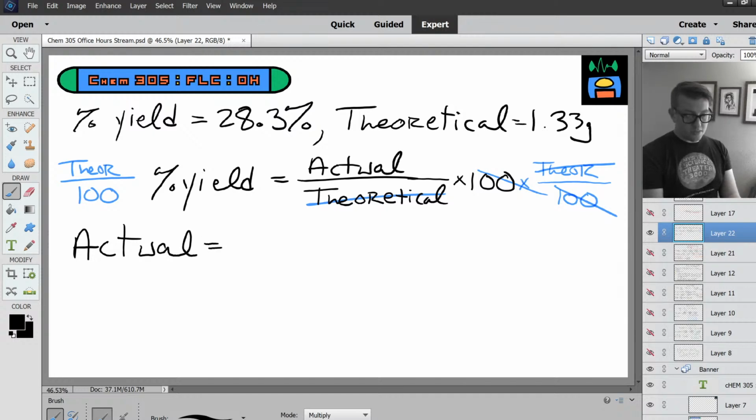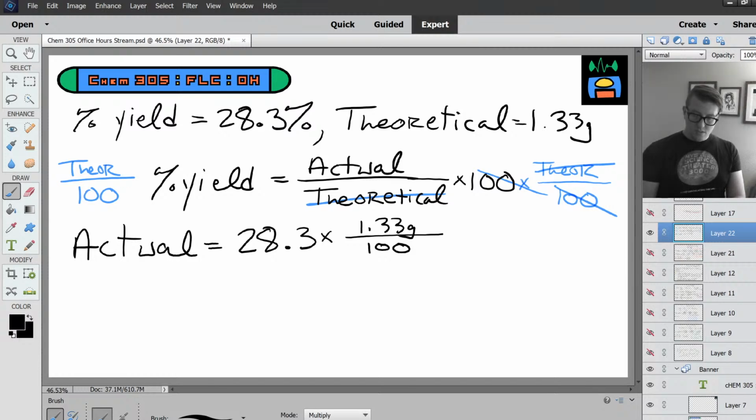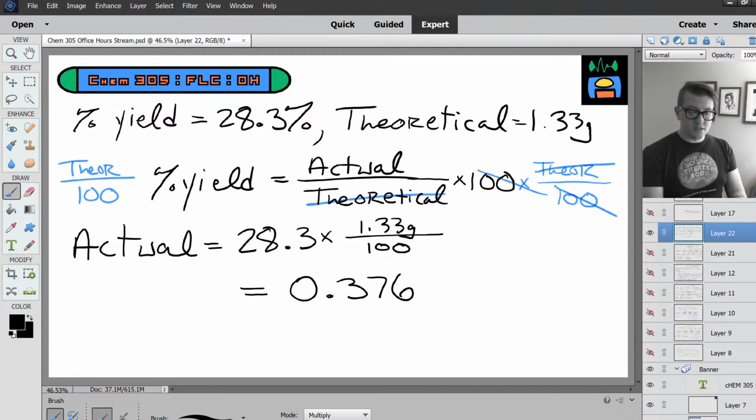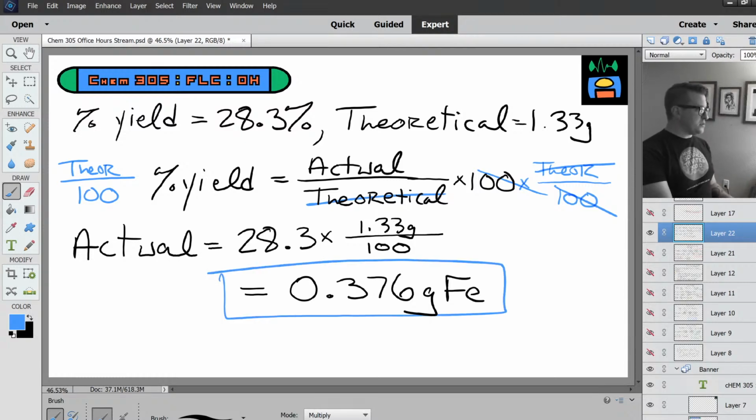So our actual yield is equal to the percent yield, which is 28.3, times the theoretical yield, 1.33 grams, over 100. 28.3 times 1.33 divided by 100 leaves us with an actual yield of 0.376 grams of iron. And that is the end of that large problem that began near the start of office hours.